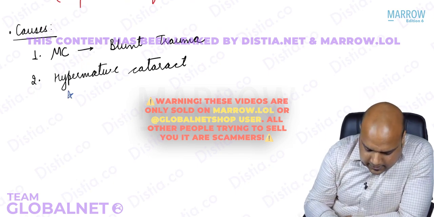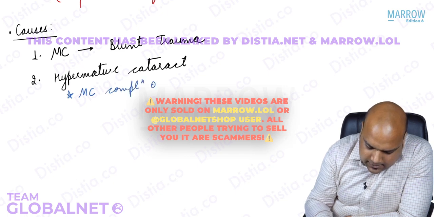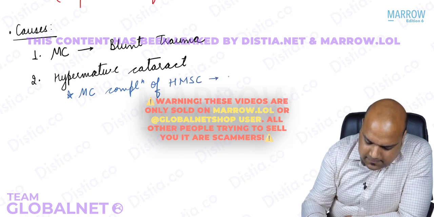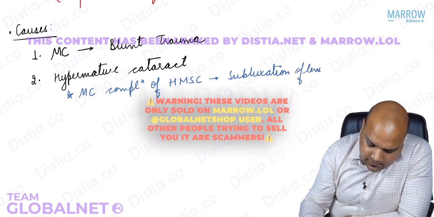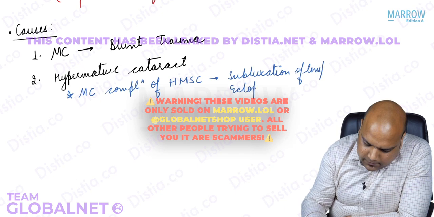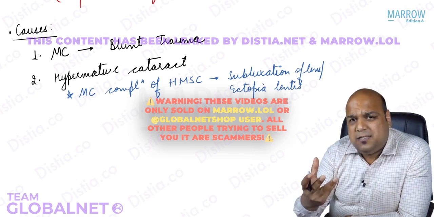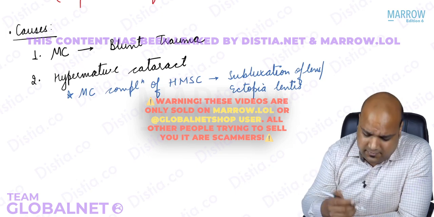I am writing here, everybody, two answers. Most common complication of hypermature senile cataract is subluxation of lens, which can also be called ectopia lentis. Yes or no? Subluxation means displacement, going down.